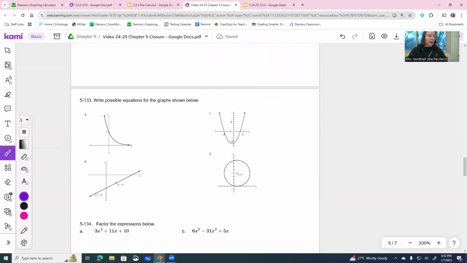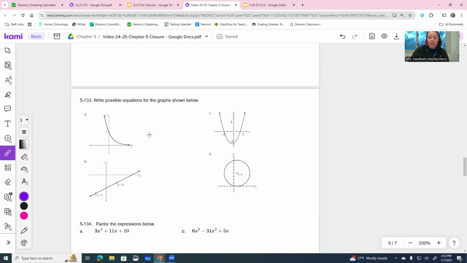Okay, so now moving on, it asks us to write a possible equation for each of the graphs shown. So they might not be 100% accurate. We might be able to get pretty close, like on the line or on the circle, but we're not going to know for sure for the rest of them.